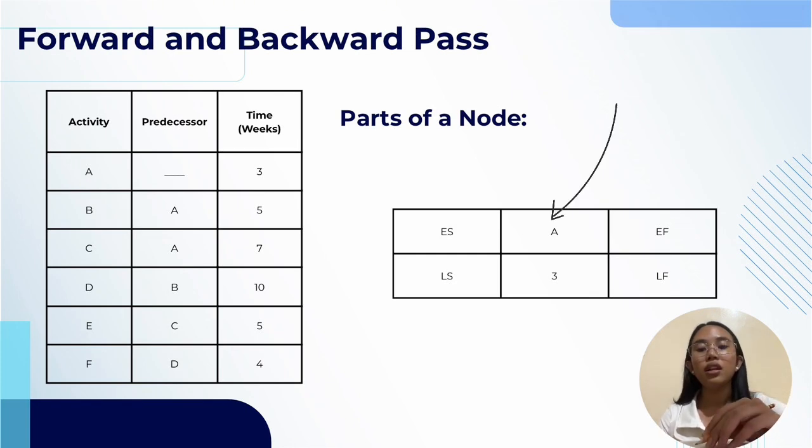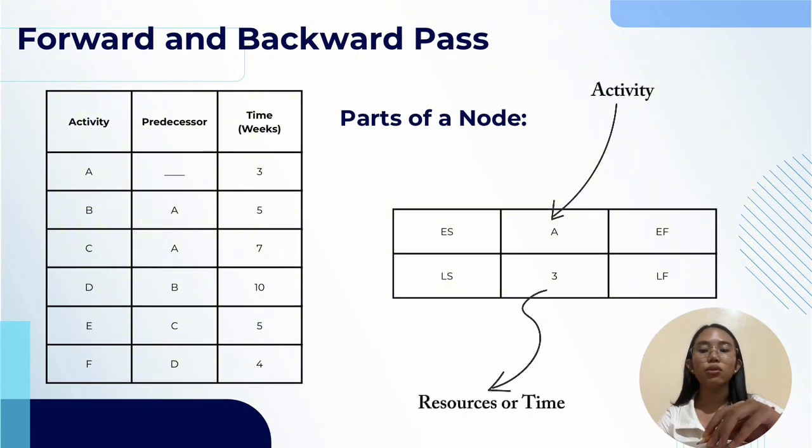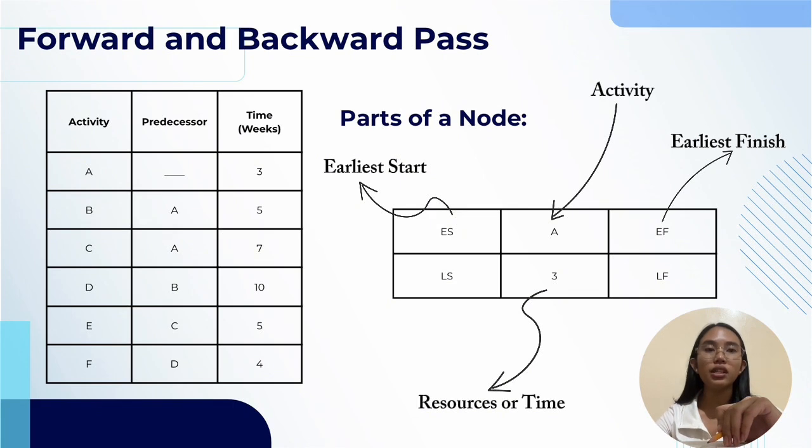So, itong letter na nasa gitna ito yung activity, while ito namang number na nasa ibaba ito yung resources or time. Ito namang ES, which is the earliest start. Pag sinabi natin earliest start, ito yung pinakamaaga na magsisimula ang activity. While ito namang EF or the earliest finish, ito naman ang pinakamaaga na matatapos ang activity.